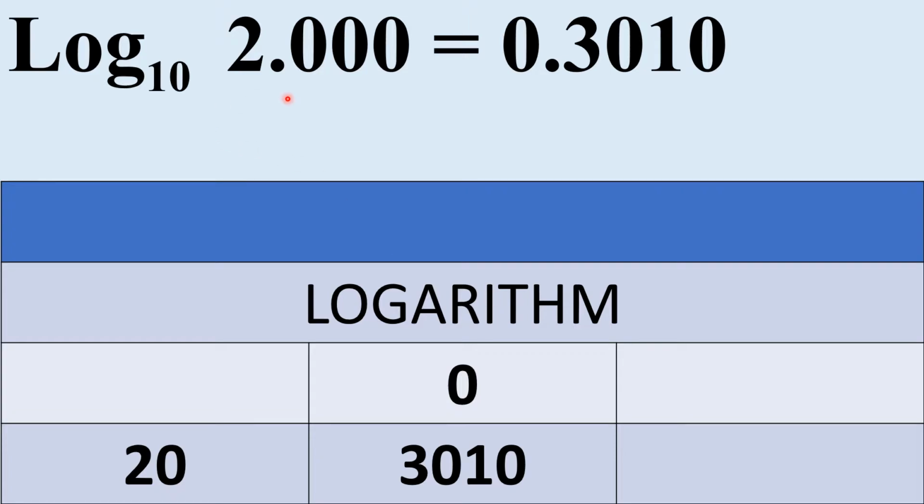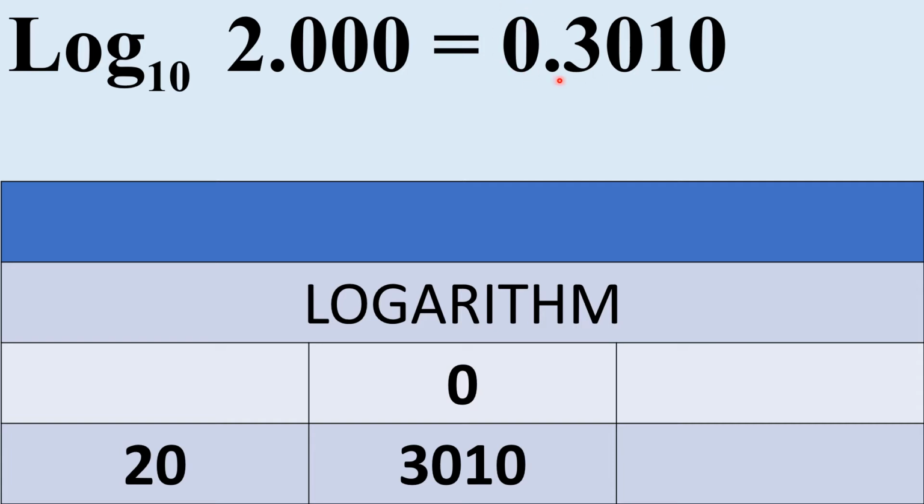Value of log 2 is 0.3010. Here in this answer, this 0 is the characteristic, and after the decimal 3010 is the mantissa. Now how to find out the characteristic? Here in 2.000, on the left of the decimal we have one digit. Whatever the number of digits on the left hand side of the decimal, from that you have to subtract 1. Here one digit is there, from that we subtract 1. So 1 minus 1 is equal to 0. Thus 0 is the characteristic.